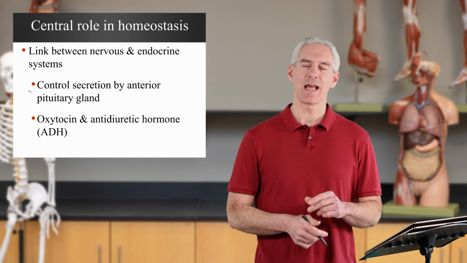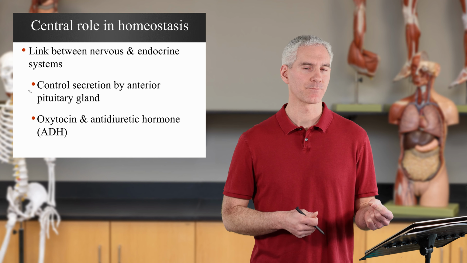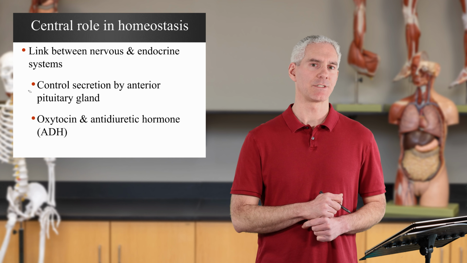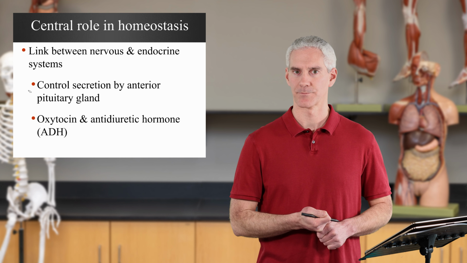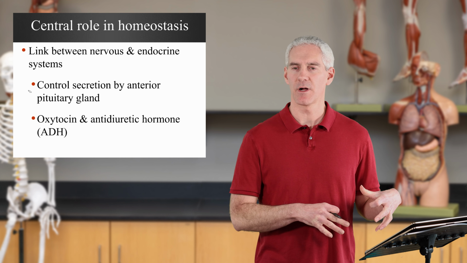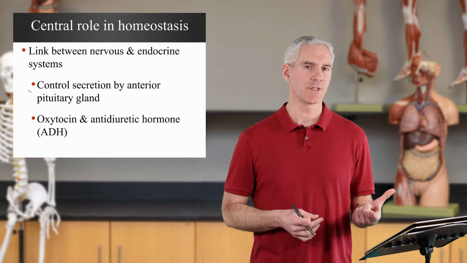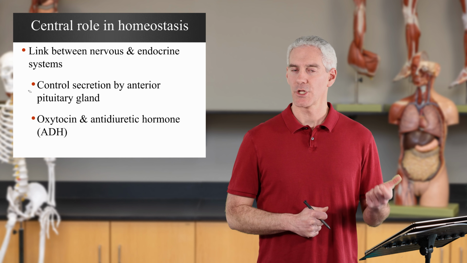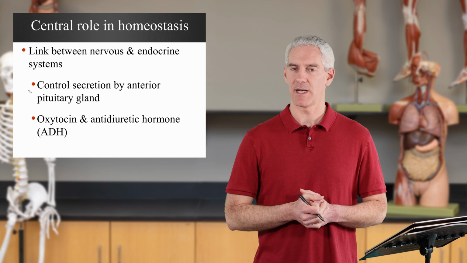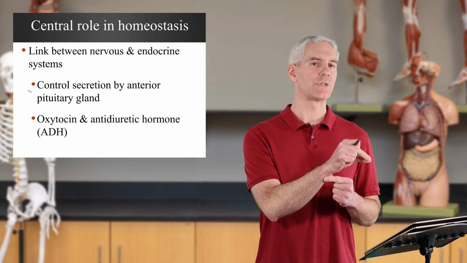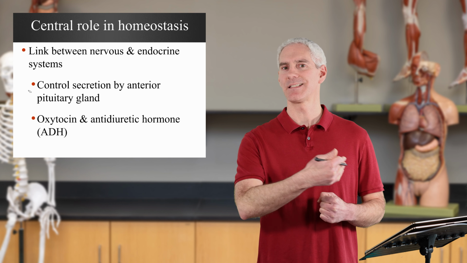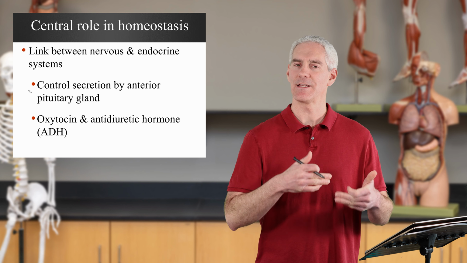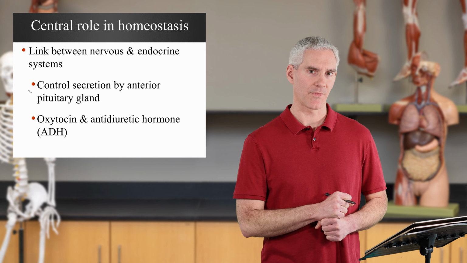Another link is that the actual hypothalamus itself produces two hormones. It's going to produce both oxytocin and antidiuretic hormone. Now, we're not really getting to what those do too much because that's endocrine, but oxytocin you might have heard of with labor contraction. Antidiuretic hormone, you might have heard of that with water conservation in the body. So two hormones are produced in the hypothalamus and then sent to the posterior pituitary. So again, this connection of endocrine and nervous system is found with the hypothalamus.